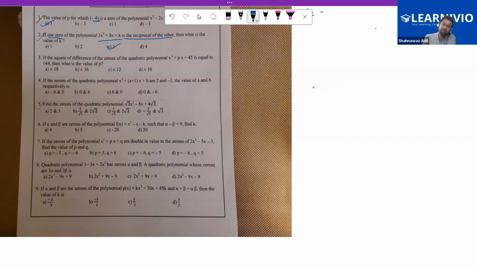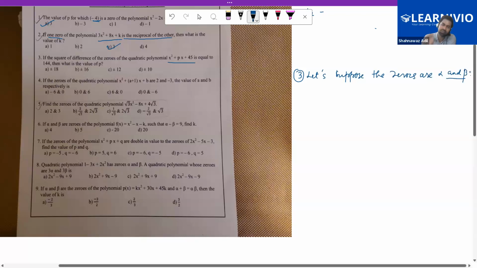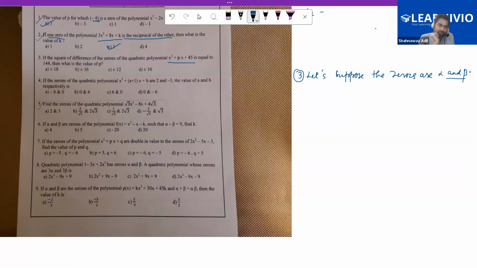So what we can assume firstly is that there are two zeros, right? Let's suppose the zeros are alpha and beta. So these are the zeros that you have. If the square of the difference of the zeros, right? So first we have to take the square of the difference.